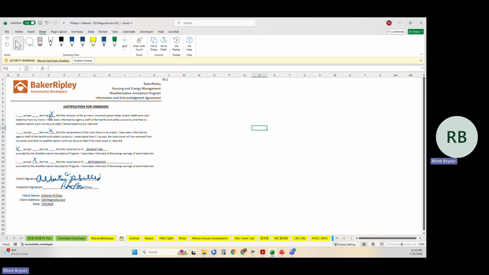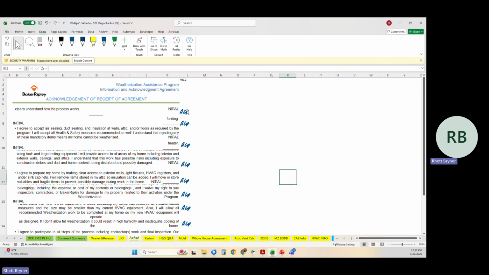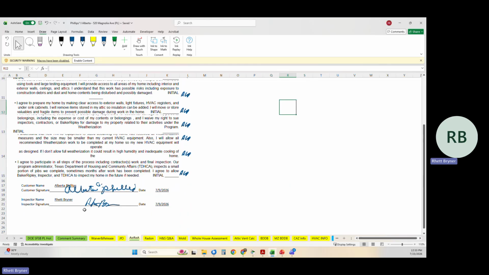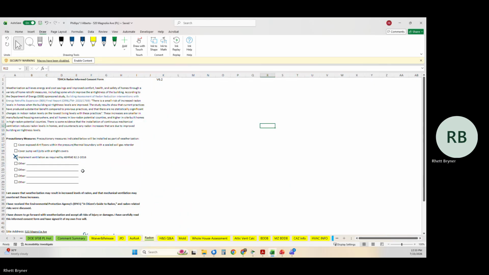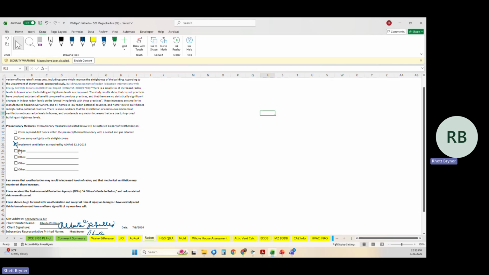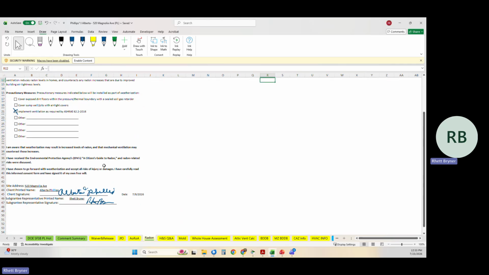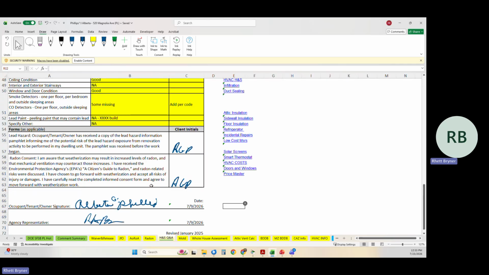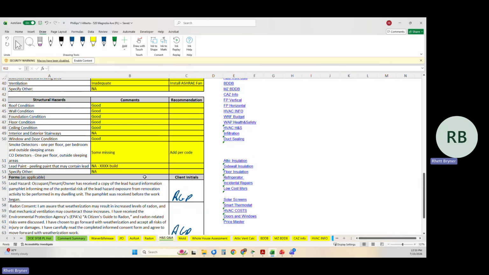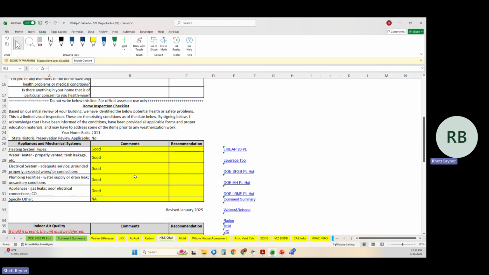You'll get more information on these during the inspection. Same for this one. These are all initials to this information that's been presented to the client, signatures. Radon, you'll select the appropriate thing here, and then more signatures. The health and safety tab, this one actually does need to be filled in.